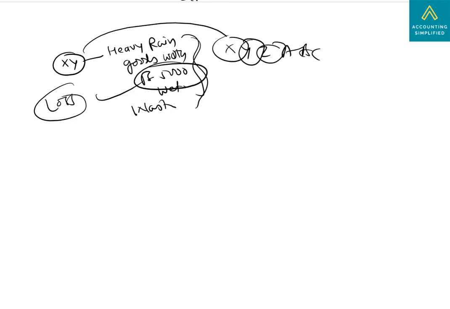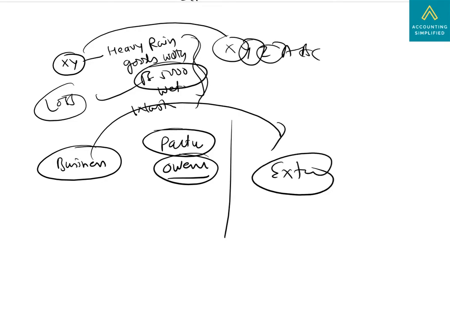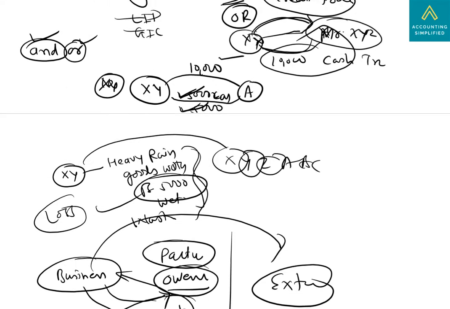Similarly, any transaction between the business and the partner, meaning the owner, is an internal transaction. We are not dealing with any external party, right? So suppose the owner gives capital or the owner withdraws money from the business, it is considered an internal transaction. So internal transactions qualify as business transactions, right?